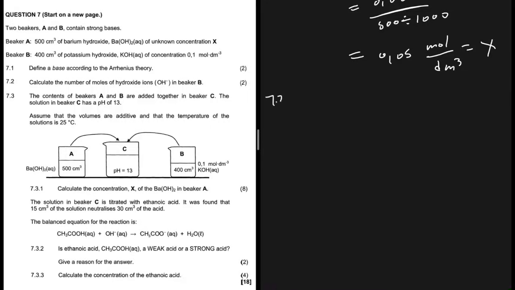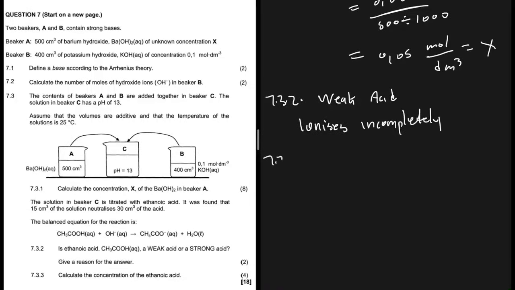And then 7.3.2 says, is ethanoic acid a weak acid or a strong acid? At this point of time, you should know that ethanoic acid is a weak acid. And then it says give a reason for the answer. In grade 12, you will only provide one reason for why an acid is weak. That is to say, it ionizes incompletely.